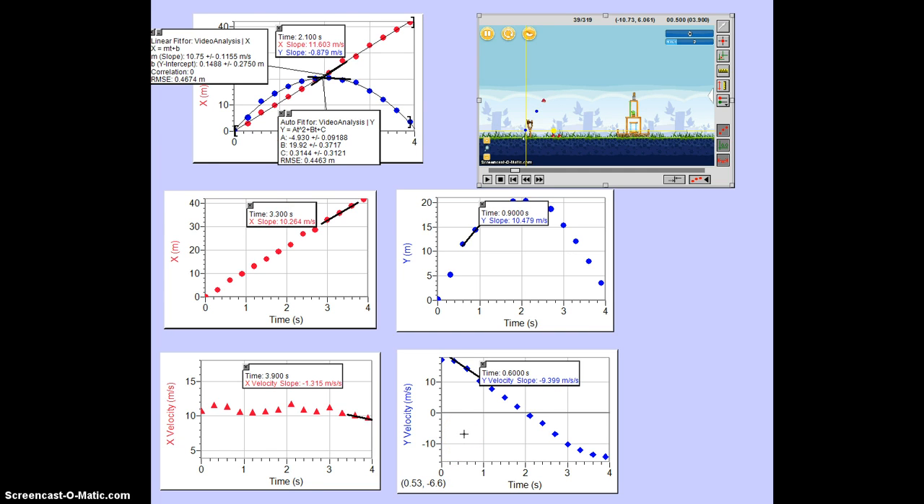Also, when it crosses the x-axis, the velocity is equal to 0 right here. And this is because when the bird travels up and comes here and goes down, it changes direction right here. So it goes from a positive velocity to a negative velocity. So 0 is at the top of its arc.